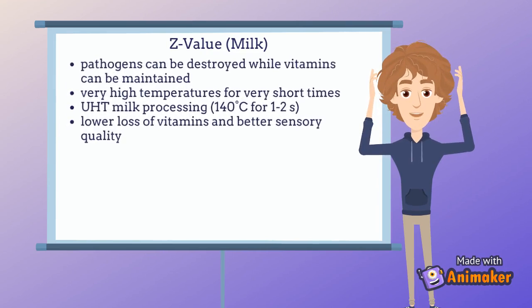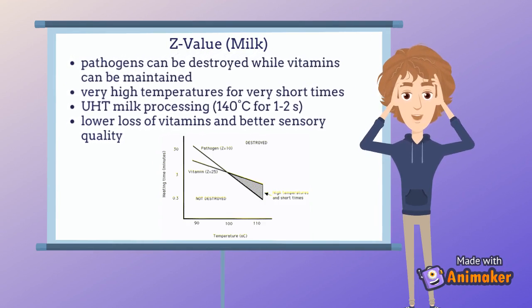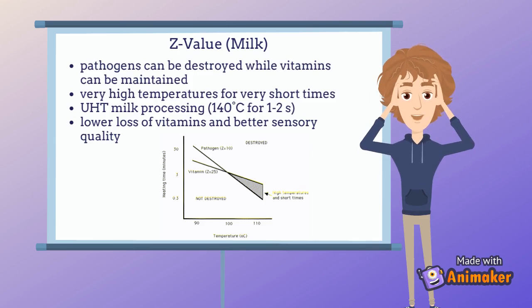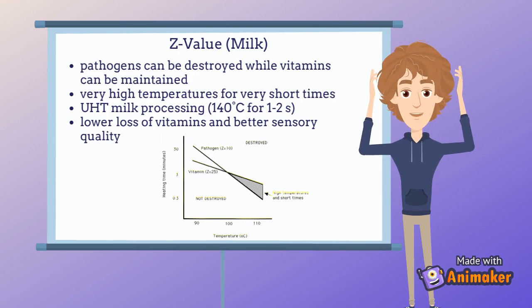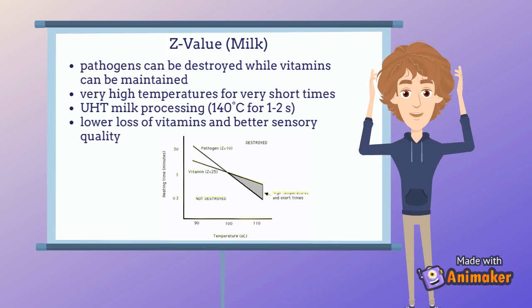Meanwhile, Z value for milk, due to the difference in Z value, it is apparent that at higher temperature for shorter times, a region exists where pathogens can be destroyed while vitamins can be maintained. For example, in UHT milk processing, very high temperature for very short time are favored compared to a lower temperature with longer time process.